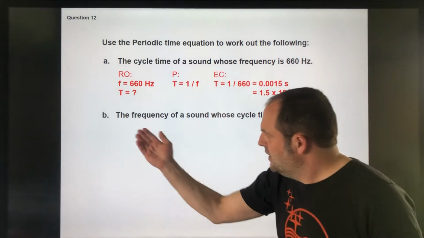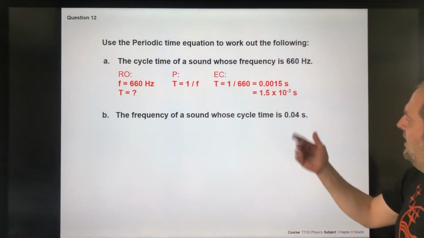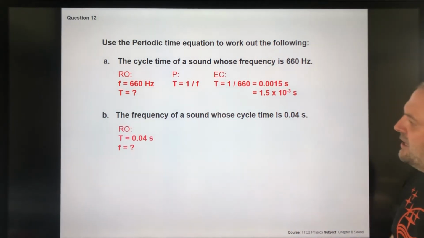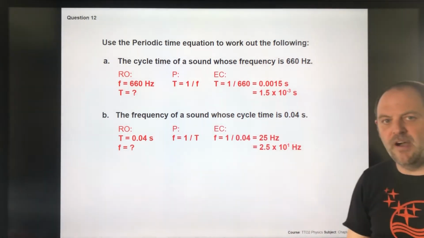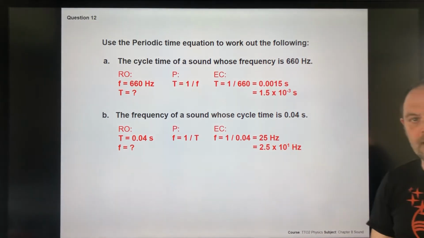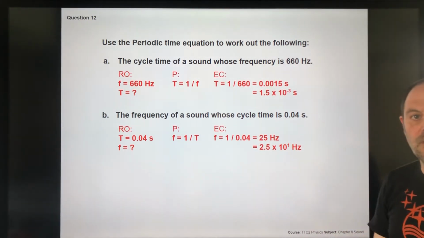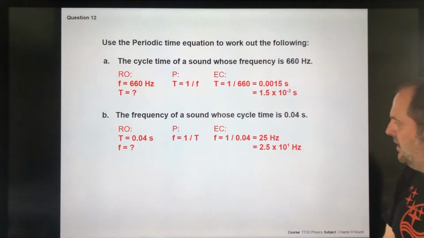Well, and the second one, you need to calculate the frequency and the cycle time is given. Also, the cycle time is given in the standard unit, so you can just fill it in and you get 25 Hz. So 25 waves per second. Most humans are not able to hear that because our range starts at 20 Hz.